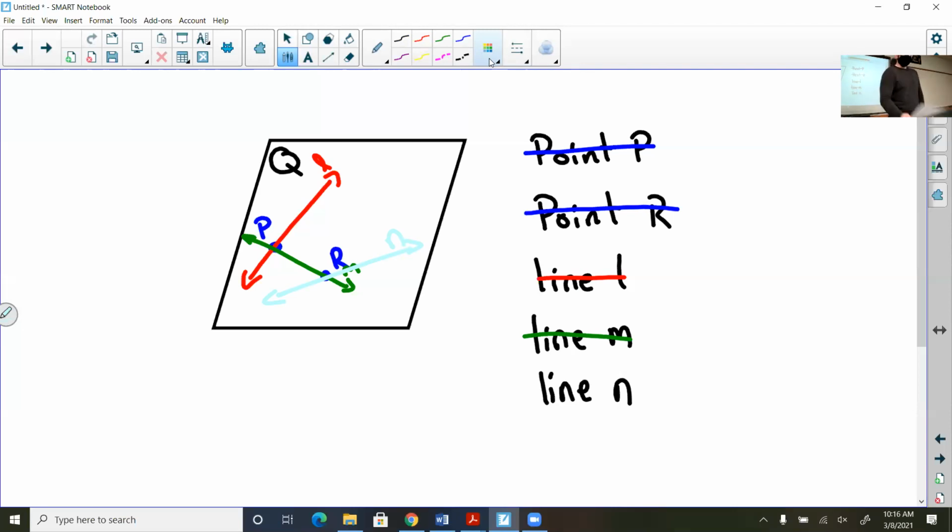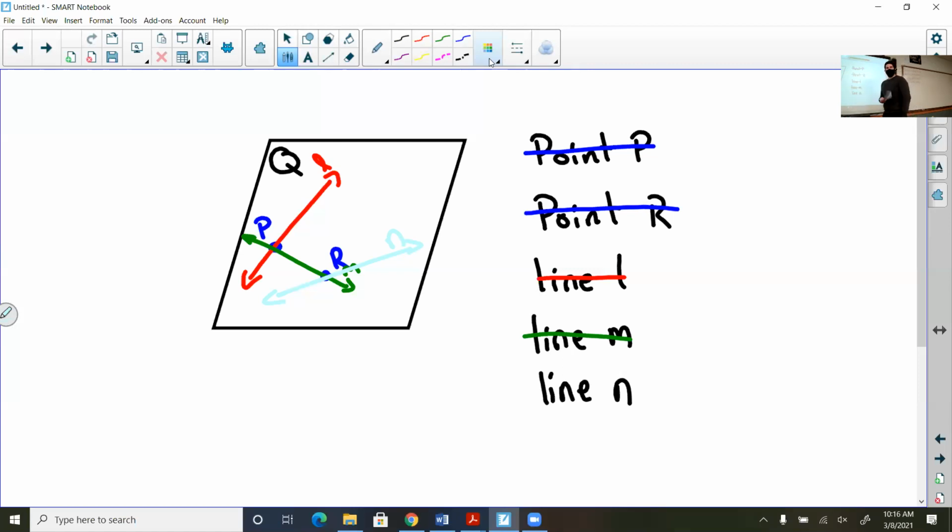So I'm going to go through and just read through, make sure everything is good. So lines L, M, and N are coplanar. Yep, they're all on the same plane. They lie in plane Q. Yep, they do. Lines L and M intersect at point P. Check. Line N intersects line M at R. Yep. But does not intersect line L.